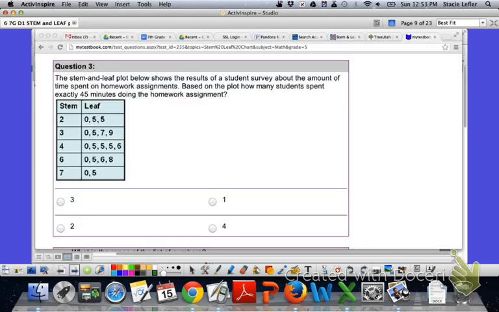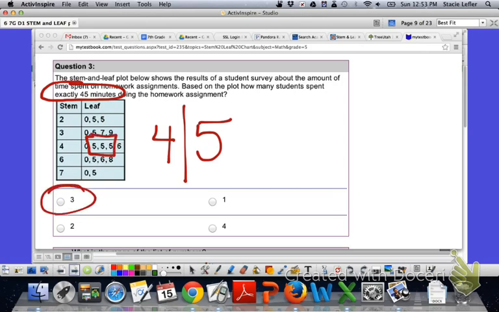This stem and leaf plot shows the results of a student survey about the amount of time they spend on homework assignments. So based on the plot, how many students spend exactly 45 minutes doing the homework assignment? So it has to be in here as the 4 on the left side and a 5 on the right. And I see that right here. And there would be 3 that spent exactly 45 minutes.